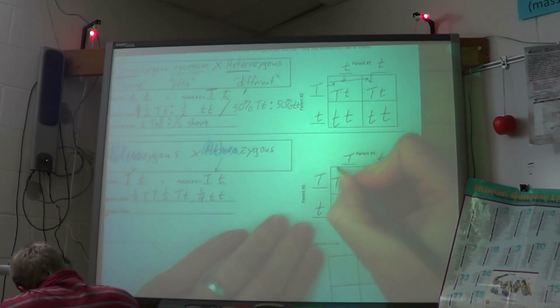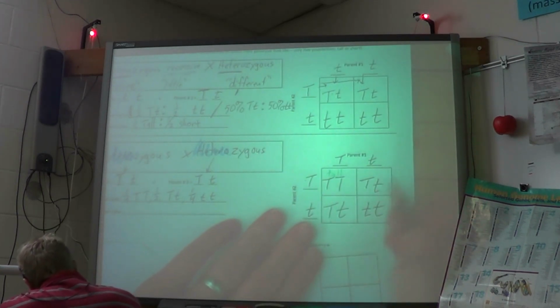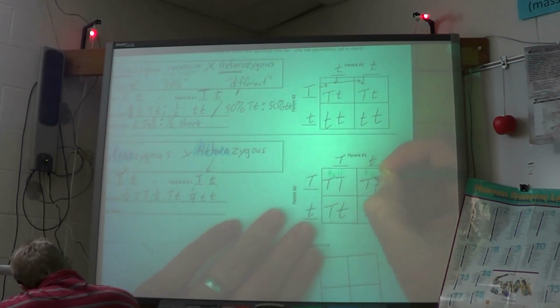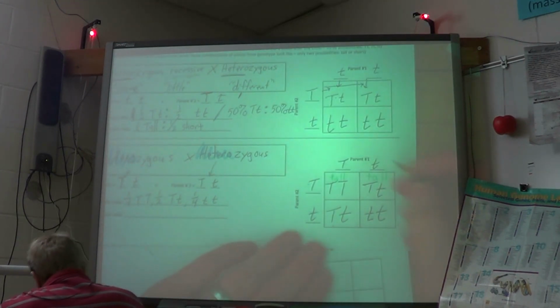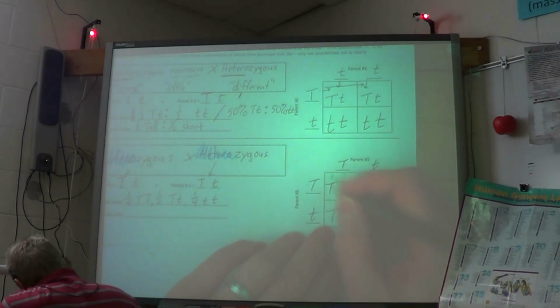Tall. Okay, so this one, you don't have to write it in the box. I'm just going to do it for today, for this one. So that one's going to be tall. Big T, little t, what are we going to see? We're going to see the tall trait, because tall is dominant over short. And given the circumstance where you have both traits, the dominant trait dominates.